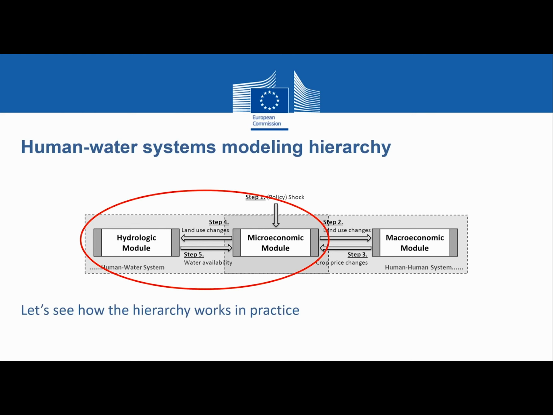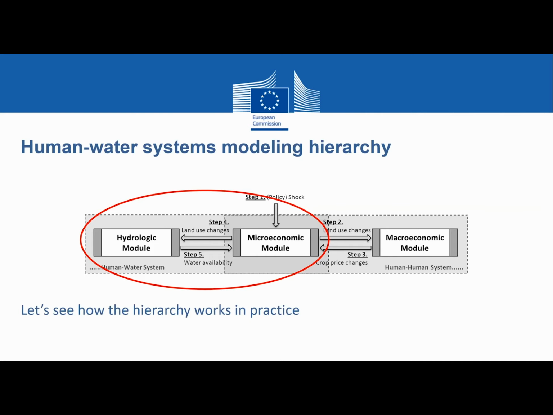So let's see how the hierarchy works in practice with two examples. For the sake of simplicity, I'm going to focus on how the different systems interact in groups of two. We're going to focus first on how the hydrologic and the microeconomic module interact, and then on how the microeconomic module and the macroeconomic module interact. As I said, the macroeconomic module is the hinge, so it's implied in all the different assessments that we have made thus far on economic instruments. But just so that you know, it's possible to conduct the assessment with all three modules together.